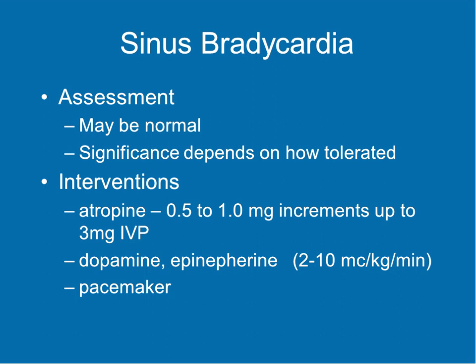So the interventions: atropine, 0.5 to 1 milligram increments, up to 3 milligrams IV push. After 3, we've pretty well loaded the body with the parasympatholytic, and we're not going to get any additional effect.